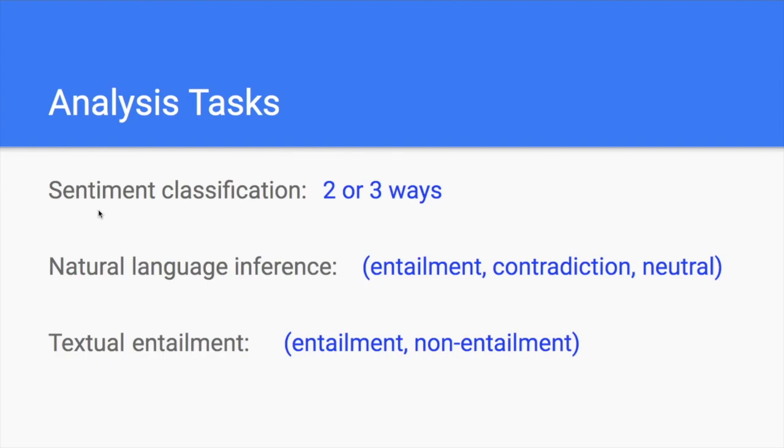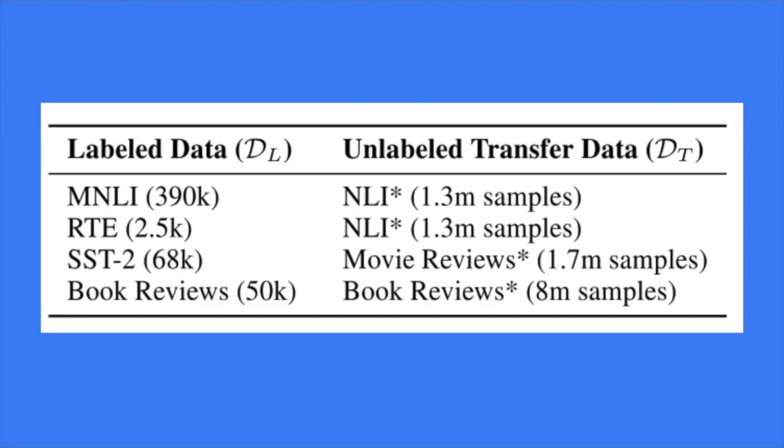or neutral. And the last task is textual entailment. It's basically very similar to natural language inference. It gives you two sentences, and the model decides if these two sentences are entailment or non-entailment. Okay, so these are three different tasks, and they have basically 4 experiments.